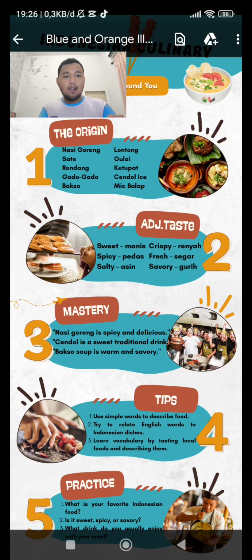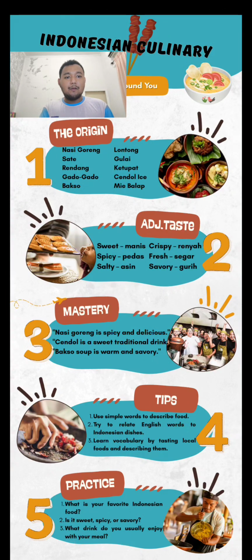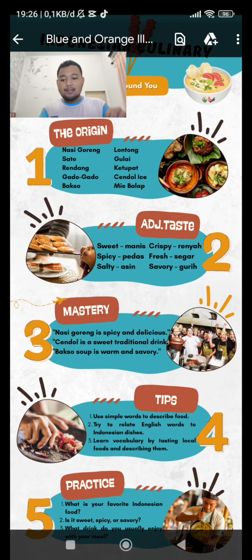Continue with the cendol. Cendol is an original food from Java Island. It's kind of like a green goo, but also very sweet. Cendol is a sweet traditional drink. And the last one is bakso, or we say meatball in English. Bakso soup is warm and savory. So they can know what savory is. Savory in Indonesian means gurih, and warm is hangat.